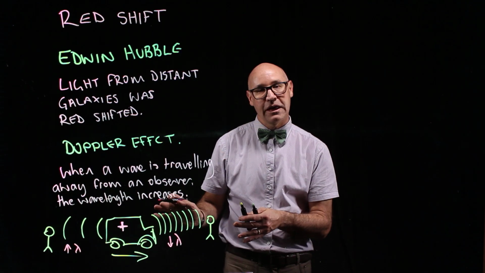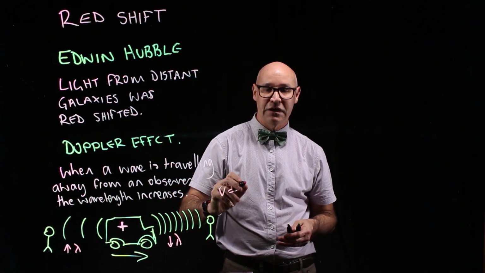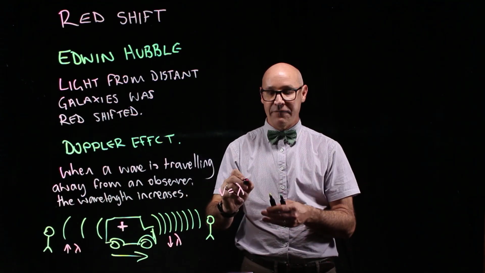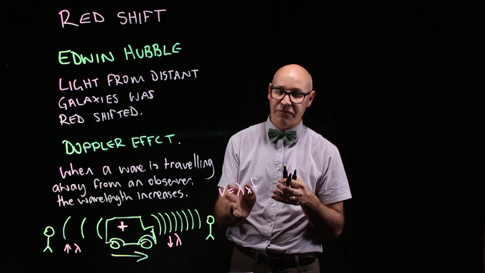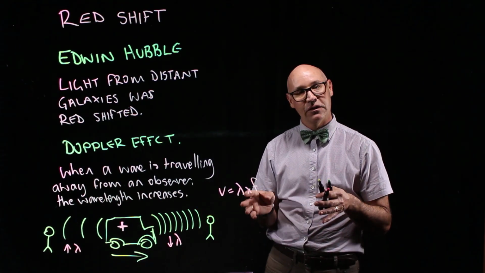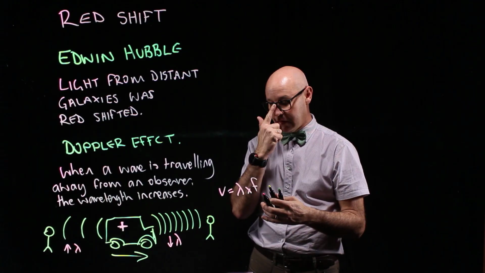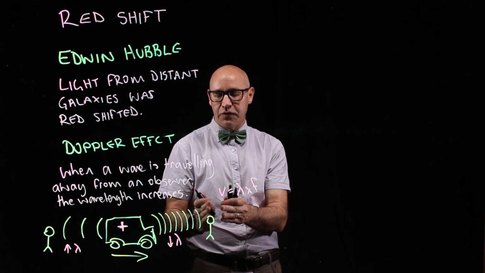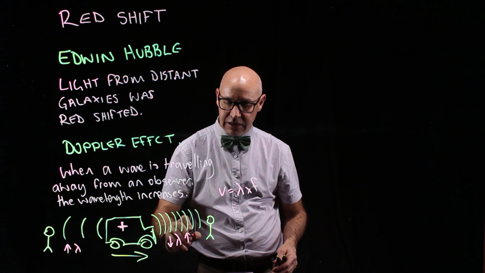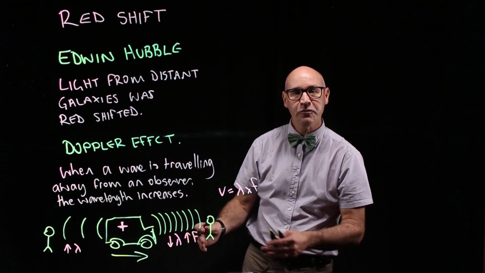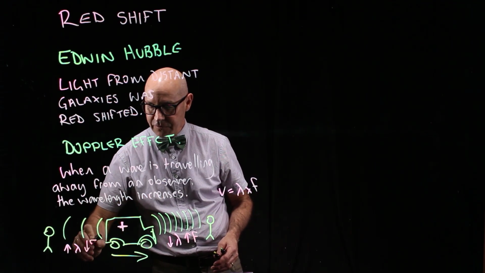Now there's a relationship between frequency and wavelength. The speed of the wave is equal to the wavelength times the frequency. In other words, the frequency and the wavelength are inversely proportional. As the wavelength increases, the frequency decreases. So when the wave is moving towards an observer, we've got a low wavelength and a high frequency. And when it's moving away from an observer, we've got a high wavelength and a low frequency.